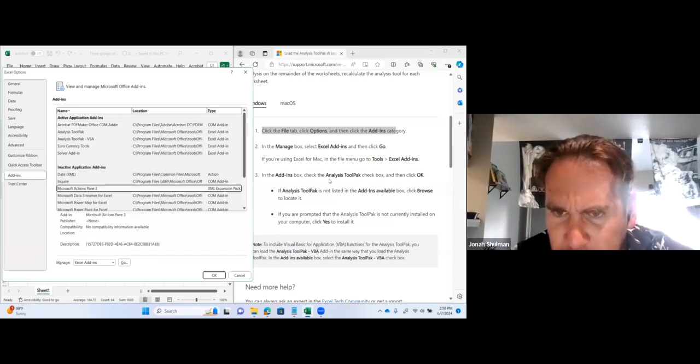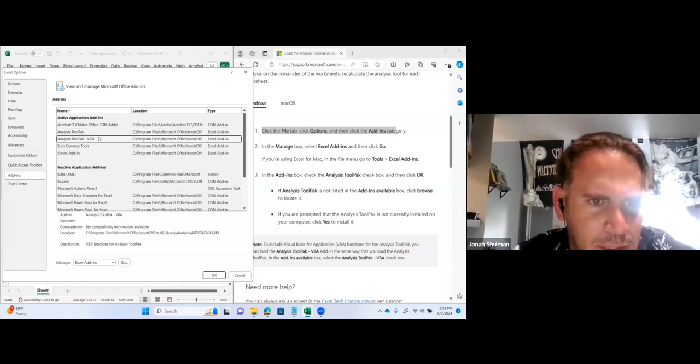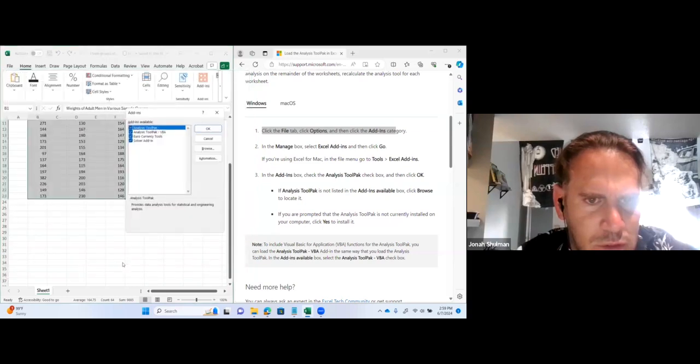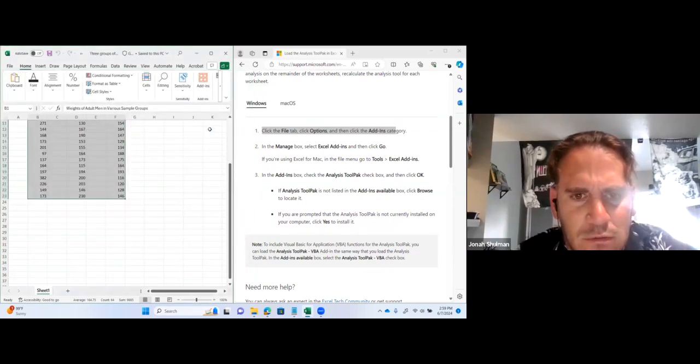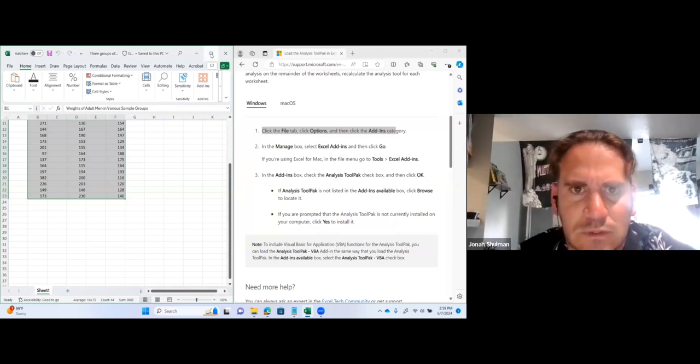And in the add-ins box, click the analysis tool pack. There's the analysis tool pack. I'm going to take them both. Why? Because honestly, actually, I'll just do the regular one. I don't know what VBA is. And we click Go. Oh, here it is. Nice. Click OK. And you should have it. Now we should be able to do this.